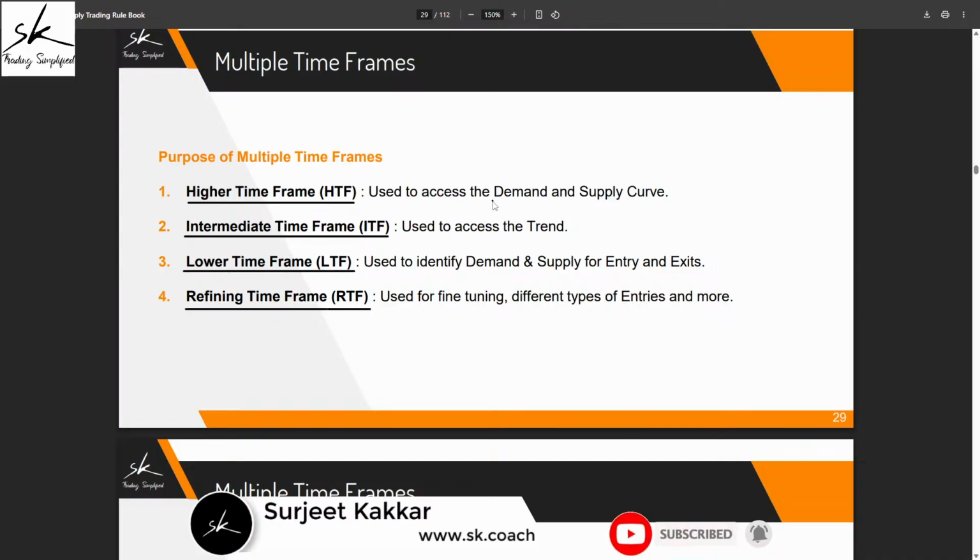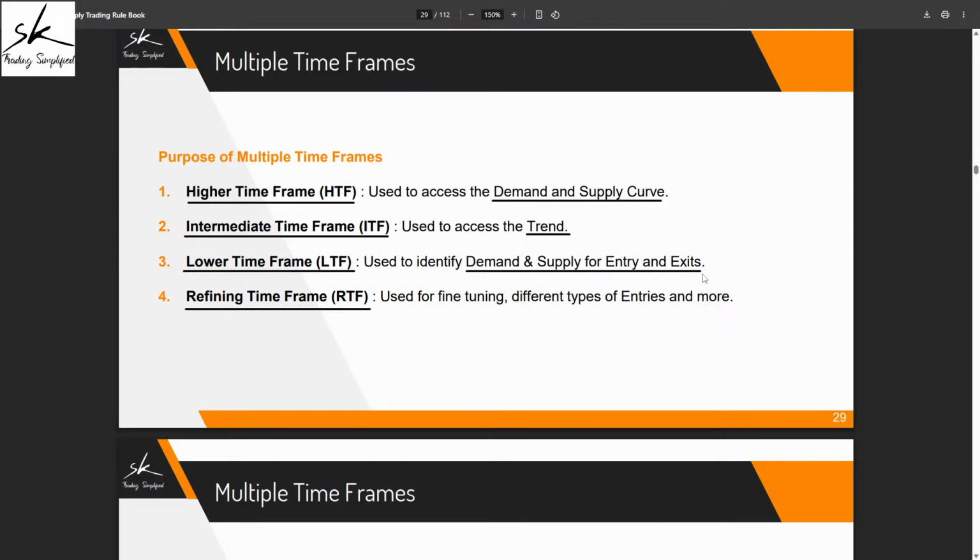Higher time frame is used for demand supply curve analysis. Intermediate is used for trend analysis. On the lower time frame, we identify our areas of demand and supply for our entries and exits. And the refining time frame can be used for multiple purposes, like fine-tuning the zone, different kinds of entries like your type 2, type 3 entries, or in case we need to apply some additional rules, that is also where this time frame can help us.